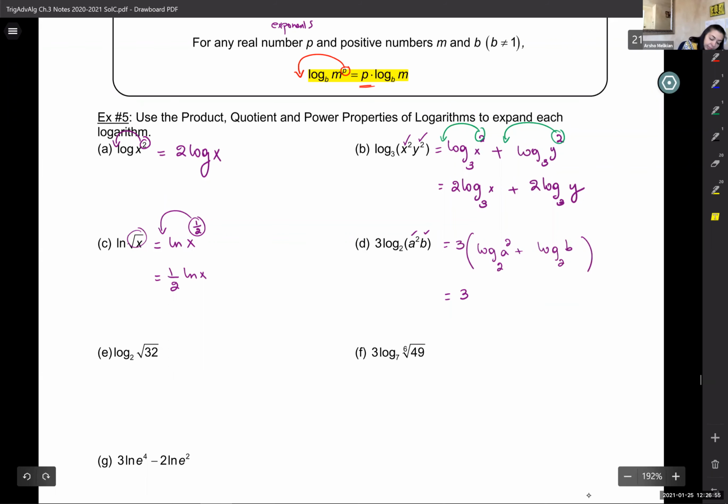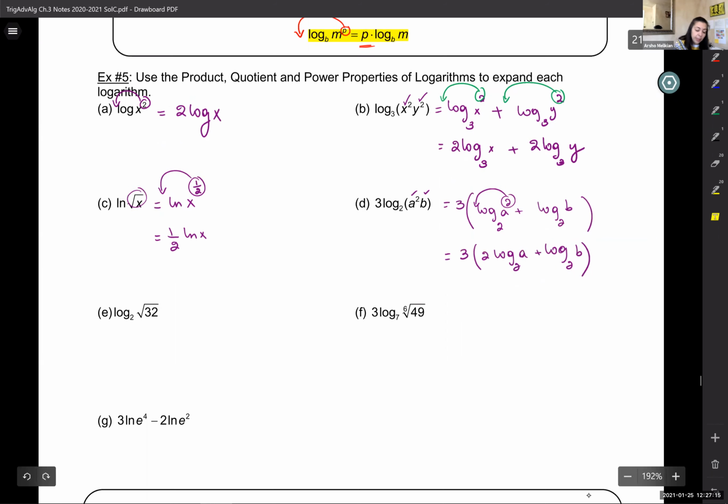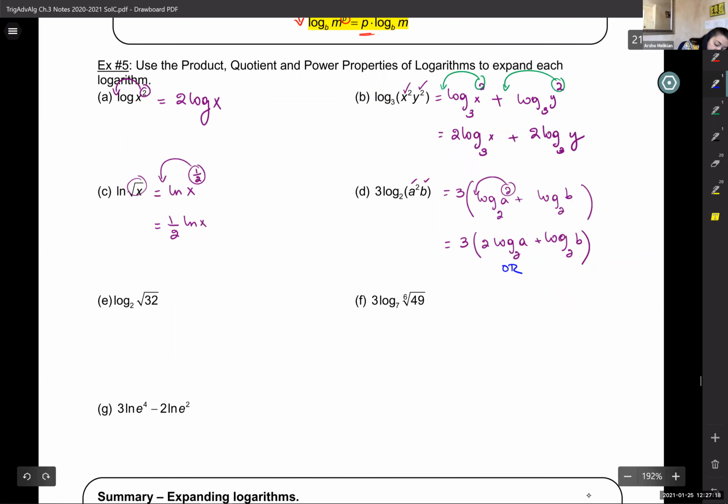This is 3 times. The 2 will move down, so we get 2 log 2 of a plus 1 log 2 of b. Okay? And now, if you want to distribute the 3, you can, but it's optional. You could rewrite it as 6 log 2 of a plus 3 log 2 of b, but either this or this are okay. Questions?